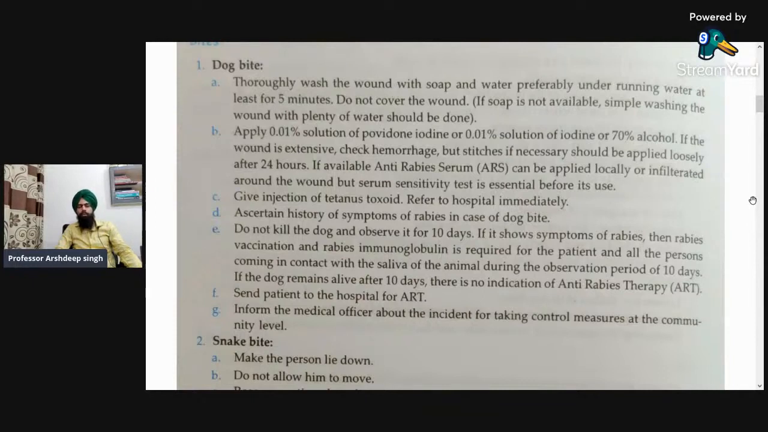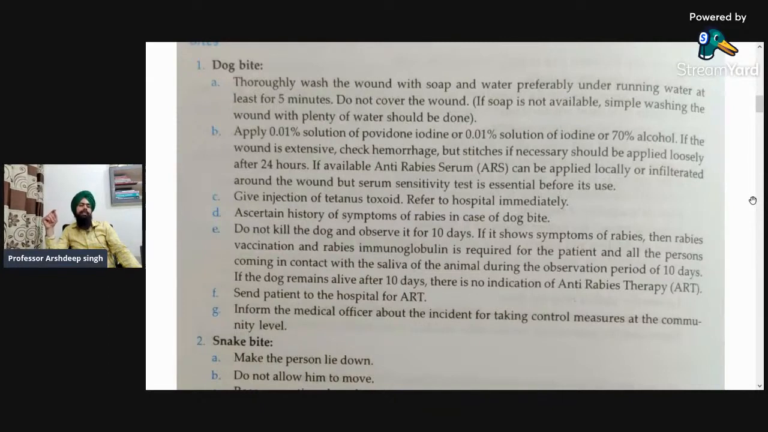So the wound or the site of the bite should be washed with soap and running water for at least 5 minutes. That is the basic first aid for a dog bite. Do not cover the wound. Next, second, apply 0.01% solution of povidone iodine, or 70% alcohol.